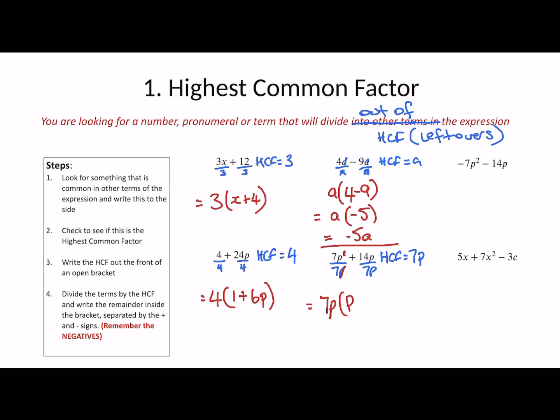Bring down the plus. 14 divided by 7 is 2. And the p's cancel out. So we're left with 7p brackets p plus 2. Now, let's get some negative stuff going.